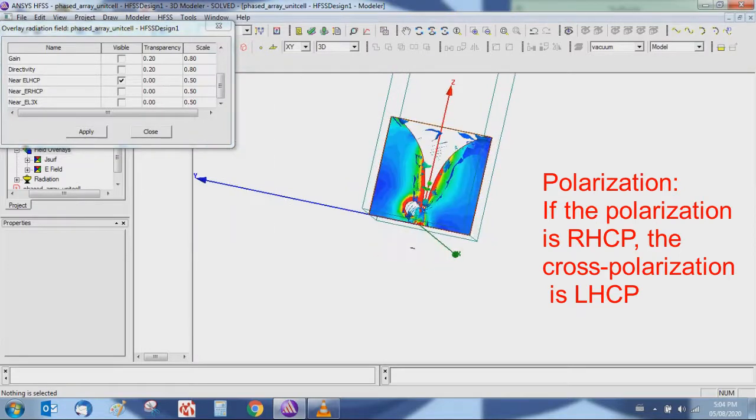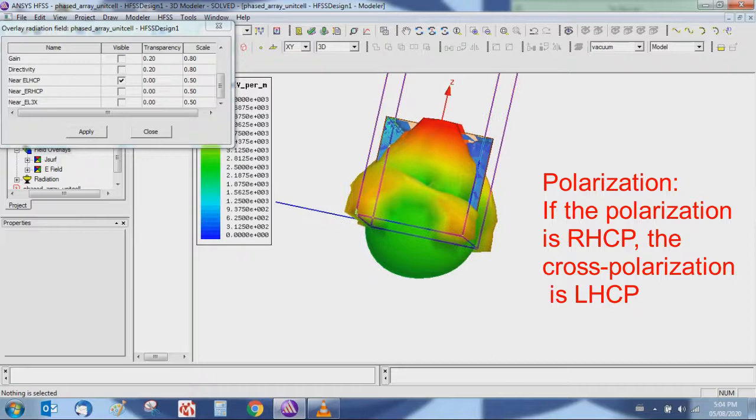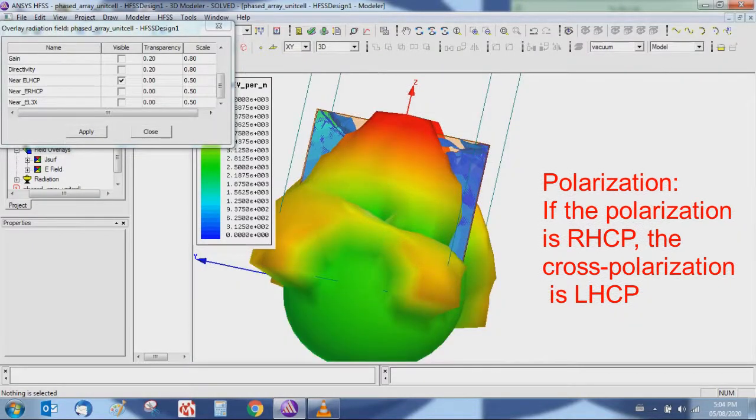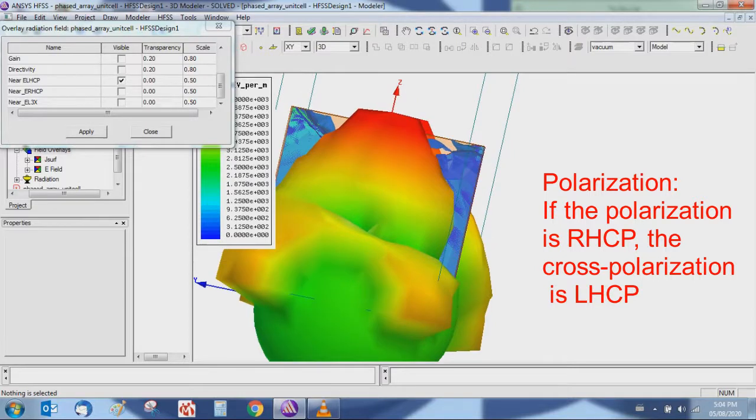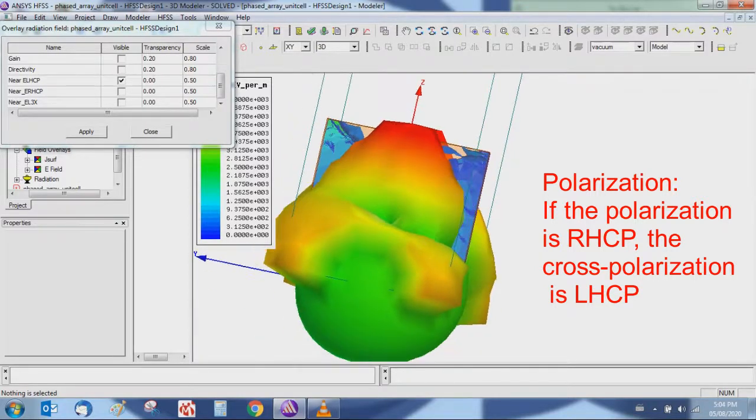Near-field polarization. Polarization of the antenna is the polarization of the wave radiated by the antenna in the E-field. If the vector rotates clockwise, then the antenna polarization is RHCP. If the polarization is RHCP, the cross polarization is LHCP.